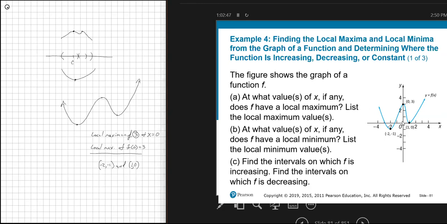I have three points here that have 0 as the y value. Which one gives us the point where 0 is a local minimum? With this graph, this is the only one that gives us a local minimum. But we still need to say -2 gives us -1.